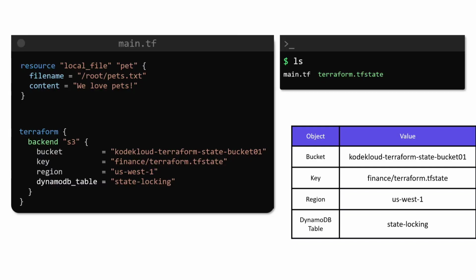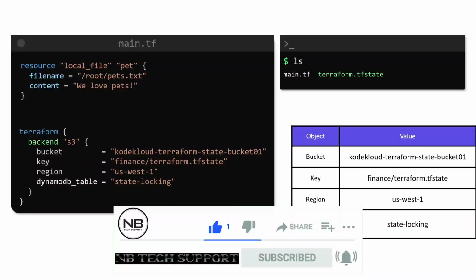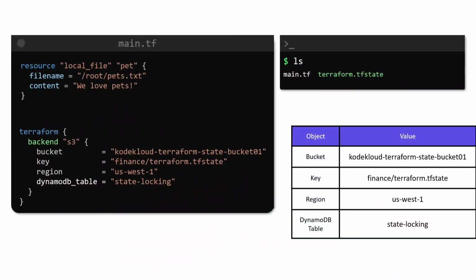First is the name of the existing S3 bucket. Next is the key, which is an S3 object path where the state file should be stored. In this case, we want to store the Terraform state file within a folder called finance. And this folder should exist within a bucket called kodekloud-terraform-state-bucket01. The final argument that is required is the region. This is the region where the S3 bucket has been created, and in this example, it is set to US West 1. In order to achieve state locking, we can optionally provide a DynamoDB table.